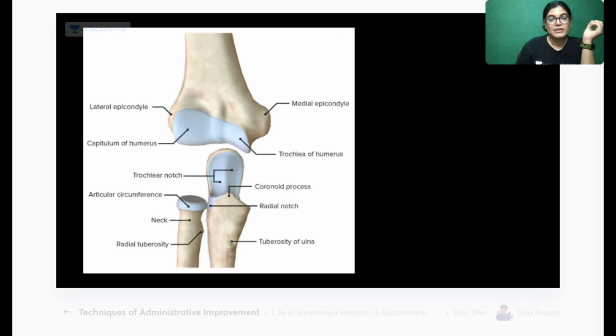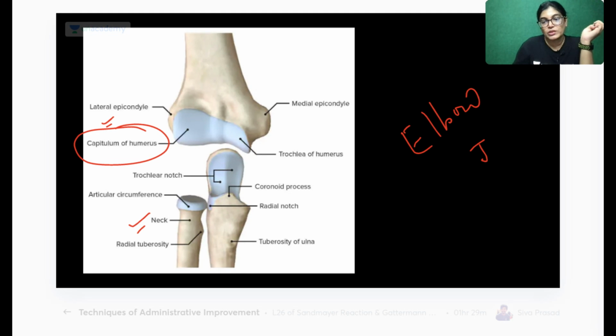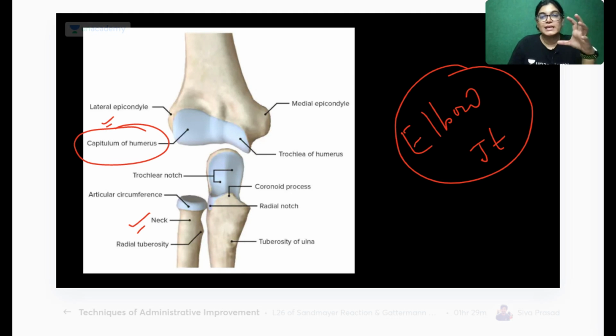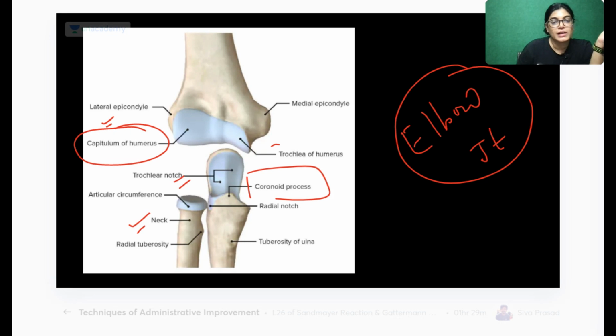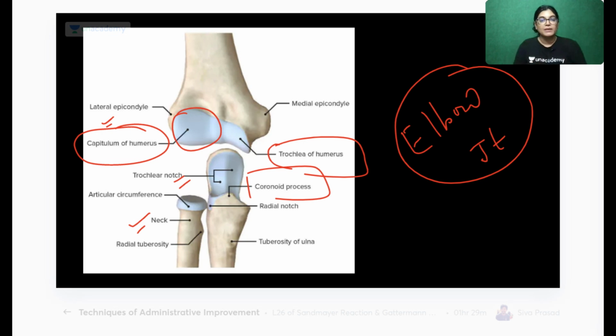Now, I also want to show you that this is the head of the radius and it is articulating with the capitulum of the humerus. Actually, this is the elbow joint. What you can see here, my dear aspirants, is the view of the elbow joint where the articulation of the three bones has been shown. You can see the coronoid process, the trochlear notch, the trochlea of the humerus, and the capitulum articulating with the head of the radius. All these bony landmarks show you the articular part of the elbow joint.